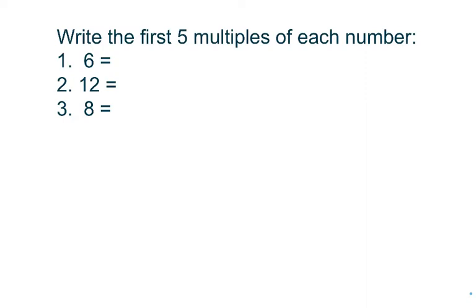I would like you to write the first 5 multiples of each number. Here is an example. The first multiple of 6 is 6. The next one is 12, 18, 24, and 30. Would you please now write the first 5 multiples of 12 and 8? Go ahead and pause your video.